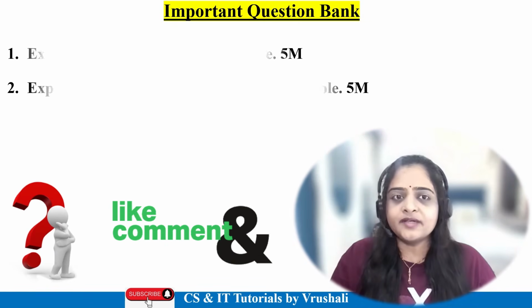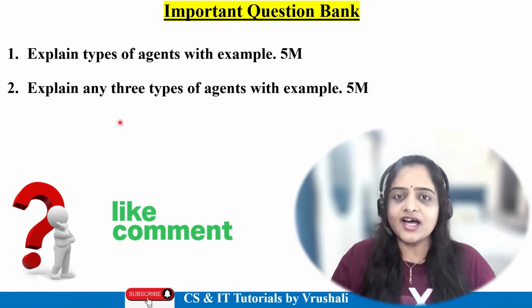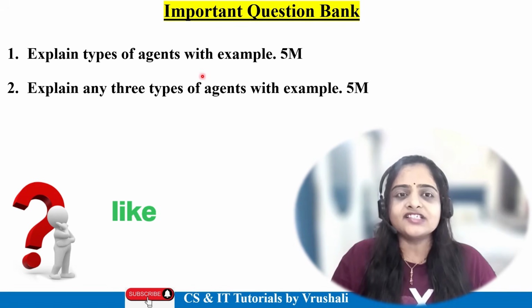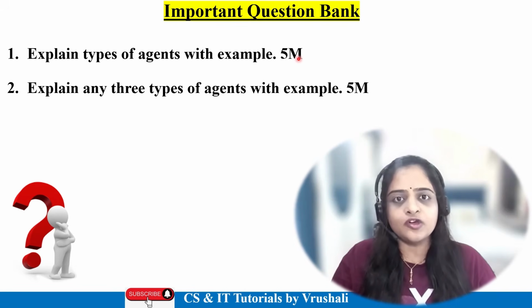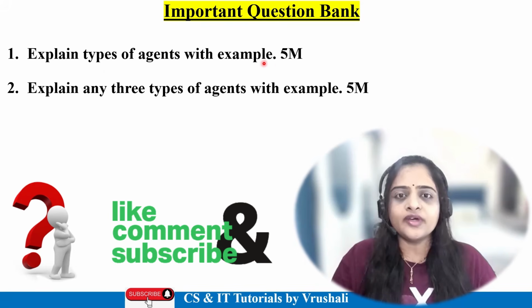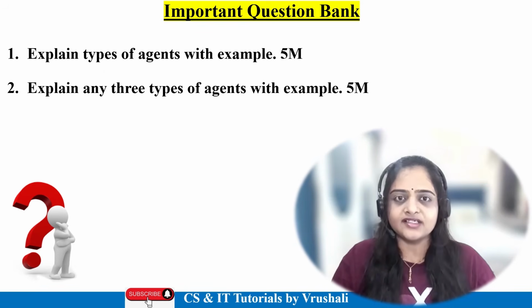Now, as per previous year question papers, they have asked this kind of question like explain types of agents with examples for 5 marks. So here you have to explain 5 types with examples. Otherwise, they have asked like explain any 3 types of agents with examples for 5 marks. So you should prepare accordingly.